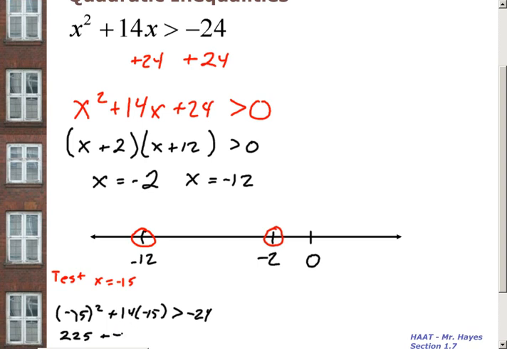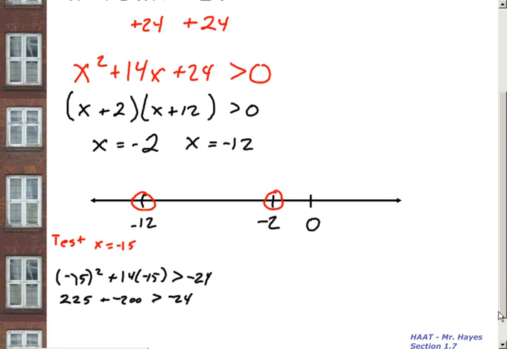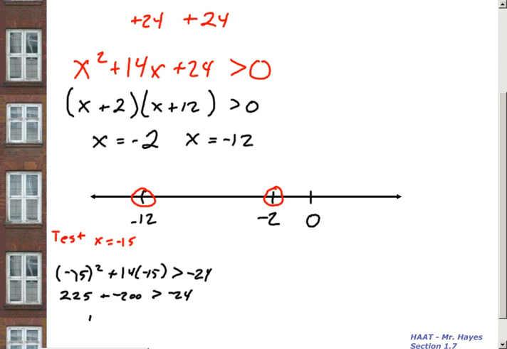So plus a negative 200. Is that bigger than negative 224 or negative 24? And the answer is yes. So that means that this is true. If it is true, just like what you would do on a normal number line, you're going to end up shading this side of the inequality where it's true. Okay, so that means that this section over here is part of your solution.